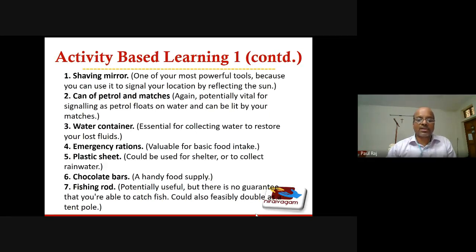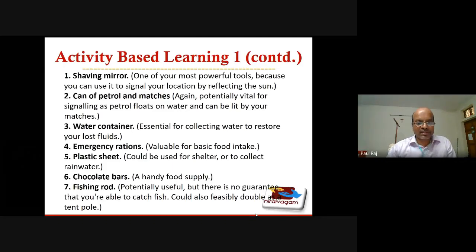Water container, this is a very important thing because you can go without food for very many days, but not without water. In the sea, you need water. You can't drink sea water. So water container becomes important. Emergency rations, valuable for basic food intake. Plastic sheet could be used for shelter or to collect rainwater.